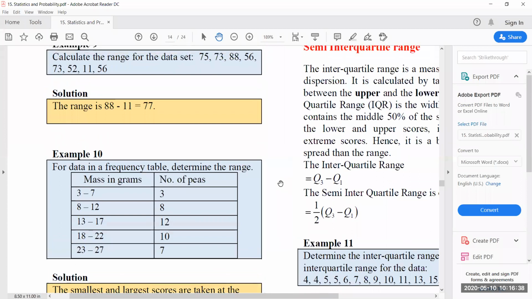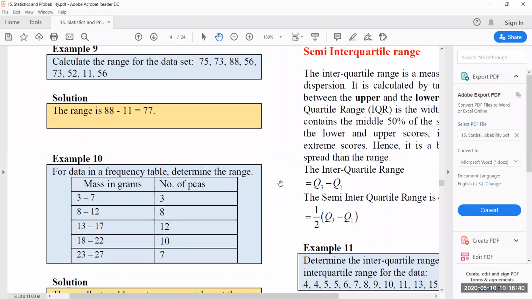So let's see here, example 10. For the data in a frequency table, determine the range. So anybody wants to give me an idea how we will do this? What are the smallest and the largest scores? How do we get that? Anybody wants to tell me?